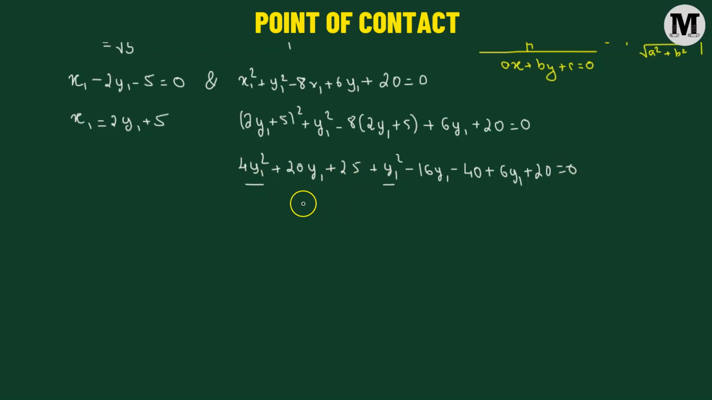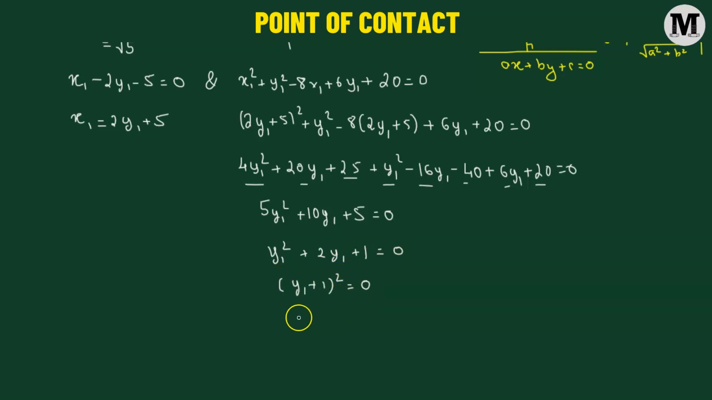So 4y1 squared and y1 squared, that's going to be 5y1 squared. Then we have 20y1 minus 16y1, so that's positive 4y1. Added to 6y1 that will make it 10y1. Now we'll add up the constants. 25 added to 20 will be 45. 45 minus 40, that's positive 5, equals 0. We can factor out 5 to get y1 squared plus 2 times y1 plus 1 equals 0. This is nothing but (y1 plus 1) whole squared equals 0. So we get the value of y1. y1 comes out to be negative 1.